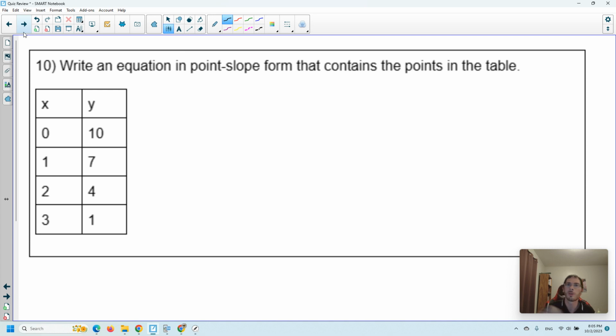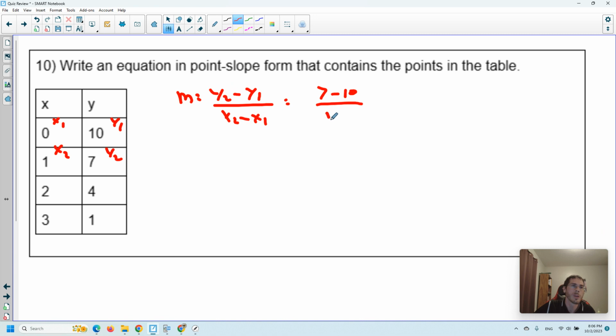All right, and then last one, write an equation in point slope form that contains the points in the table. So this is actually pretty easy because if we think about it, remember the slope is going to be our rise over run. So we can do m equals y2 minus y1 over x2 minus x1. So we'll call this one x1, y1, x2, y2. So 7 minus 10 over 1 minus 0 is -3 over 1, which is -3.